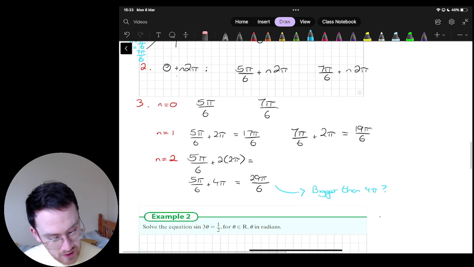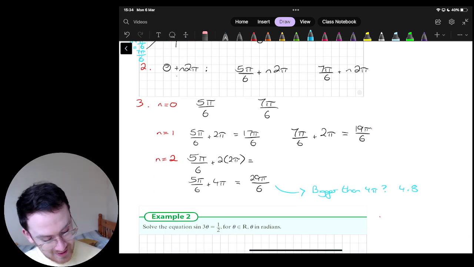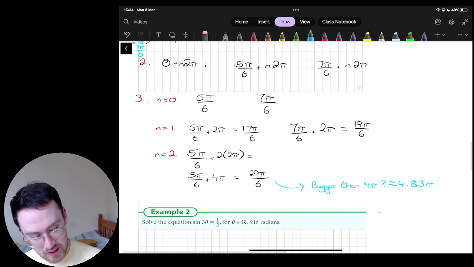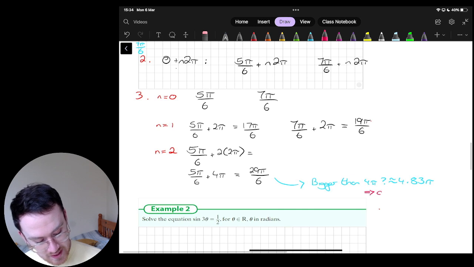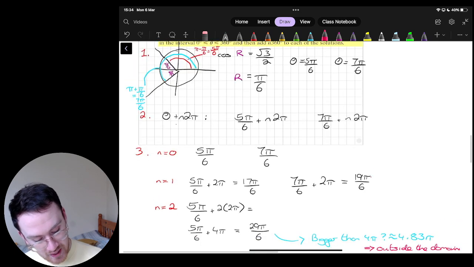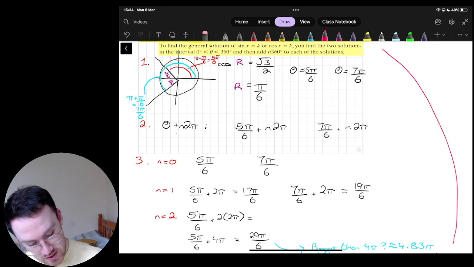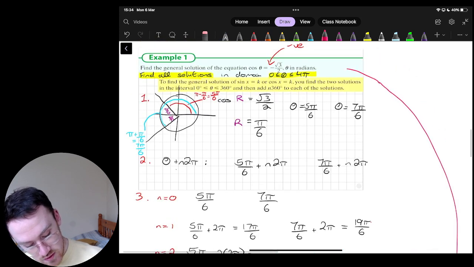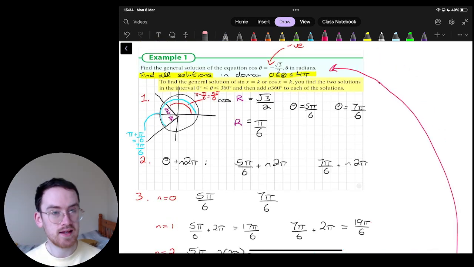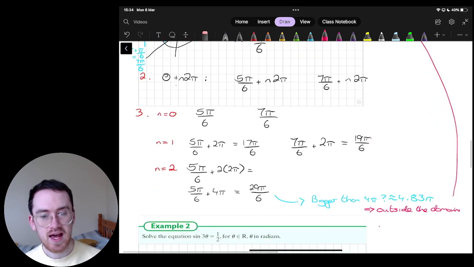Well, by checking the fraction, we can see that it actually is bigger than 4 pi. It's about 4.83 pi. And what that means for our question is it's outside the domain. If you remember from our question, we had been told at the start that our answers had to be in the domain 0 to 4 pi. That means our answers have to be between 0 and 4 pi, and this answer here is bigger than 4 pi.